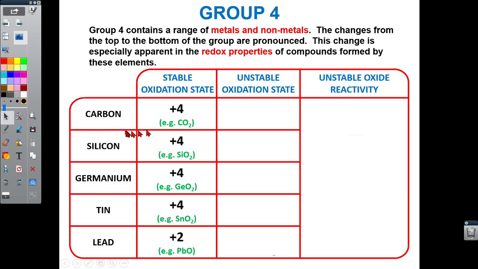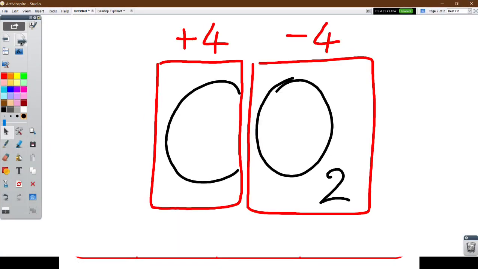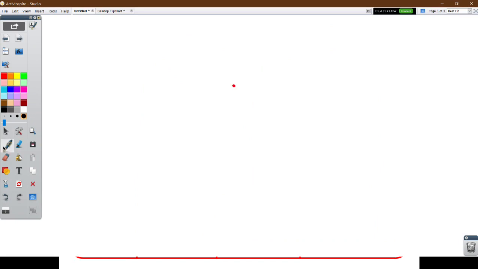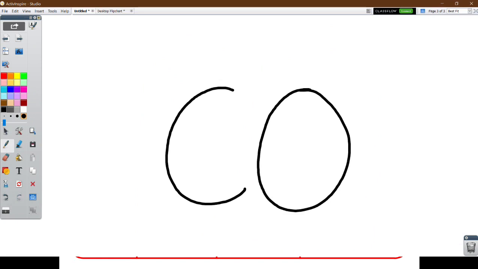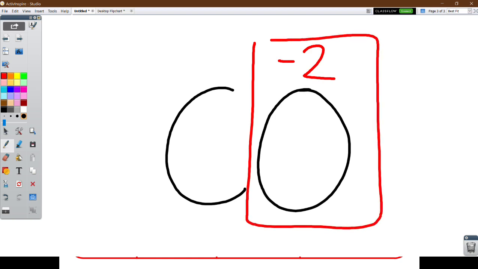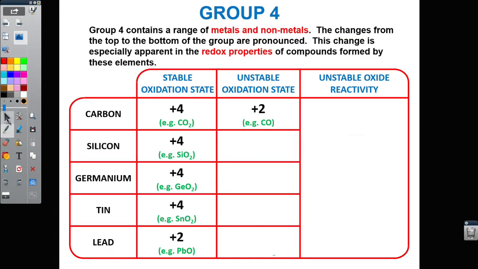Now, these elements will also form other oxides, which are less stable, unstable oxides. And let's take a look at those. So if we look at carbon, carbon can also form carbon monoxide, CO. If we remind ourselves again of the oxidation states there, CO, there is one oxygen here now, and that's going to be in oxidation state -2 for the oxygen. And therefore, for the carbon to bring the oxidation states to 0 in total is going to be +2. So carbon monoxide is an unstable oxide of carbon, and it's in a +2 oxidation state.